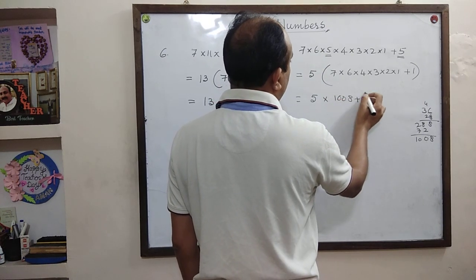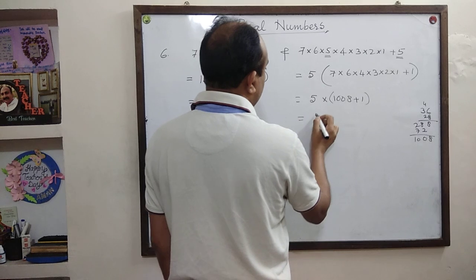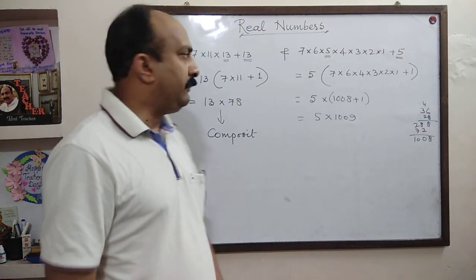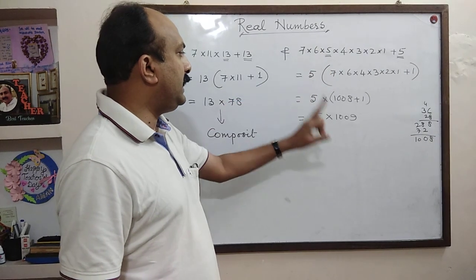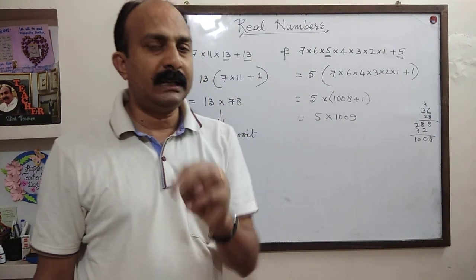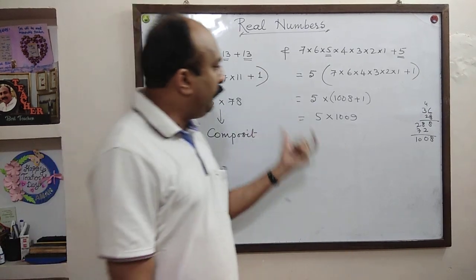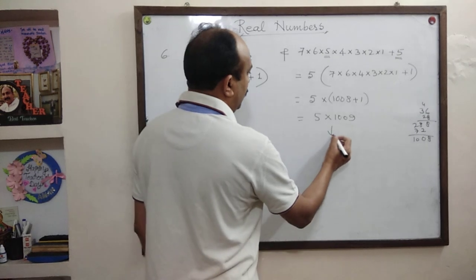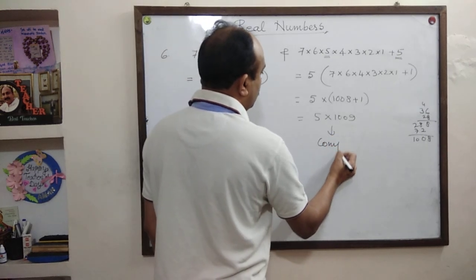(1008) plus 1, that is 5 into 1009. Once again, this number can be expressed as 5 into 1001. Two factors other than 1. If a number has two factors other than 1, then that number is composite.